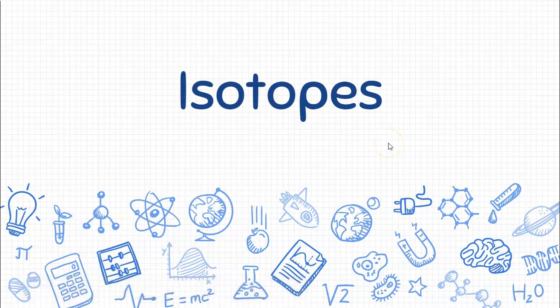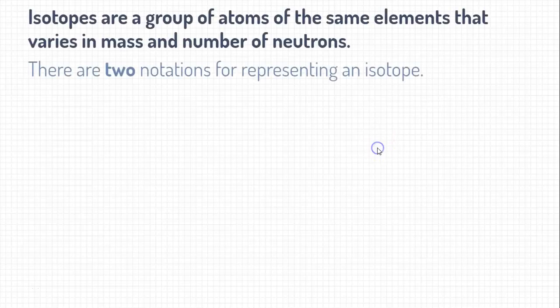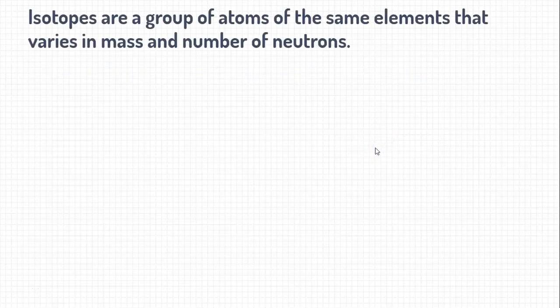Okay, so today we're going to be talking about isotopes. Now, we know that isotopes are a group of atoms of the same element that vary in mass and the number of neutrons. This pretty much means I can have a whole bunch of hydrogens, and each of those hydrogens has a different atomic mass. Because each of those hydrogens has a different atomic mass, all of those hydrogens are considered isotopes.